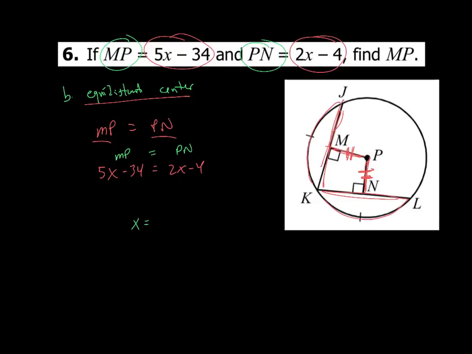When we're done doing the algebra, we'll have an answer for x, but to find MP, MP is going to be equal to 5 times said value of x minus 34. And that'll be our final answer. Why don't you go ahead and wrap that one up.